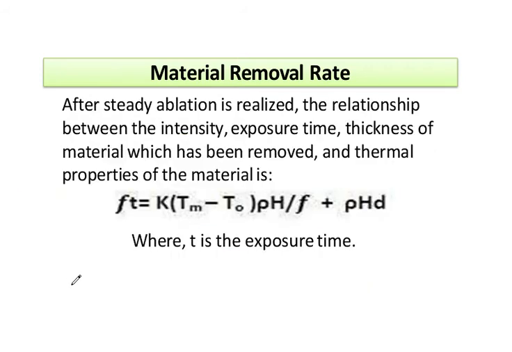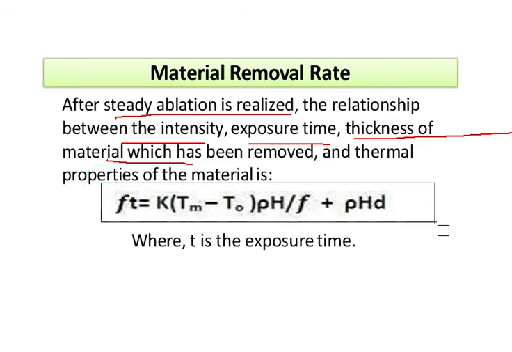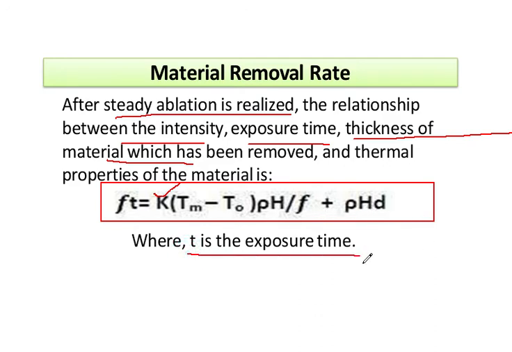Now we are talking about material removal. After steady ablation is established, the relationship between the intensity, exposure time, thickness of material which has been removed and thermal property of the material can be defined by F t equal to K into (Tm minus T0) into rho into H by F plus rho H d, where t is your exposure time.